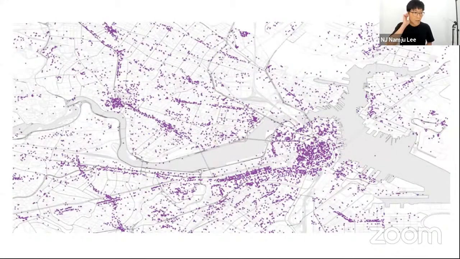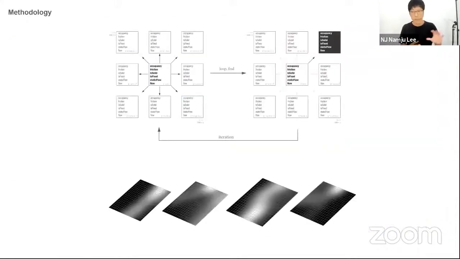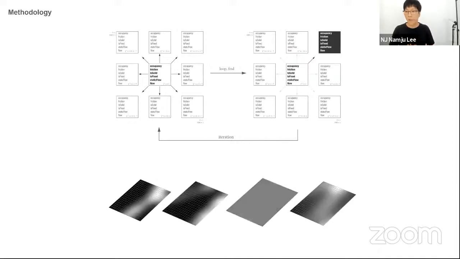So this is the third place visualization by Google Maps data. As you can see, we can clearly see some patterns, some groups of third place population in the Cambridge and Boston area. In order to produce this kind of third place data, I utilize two different types of data structure.